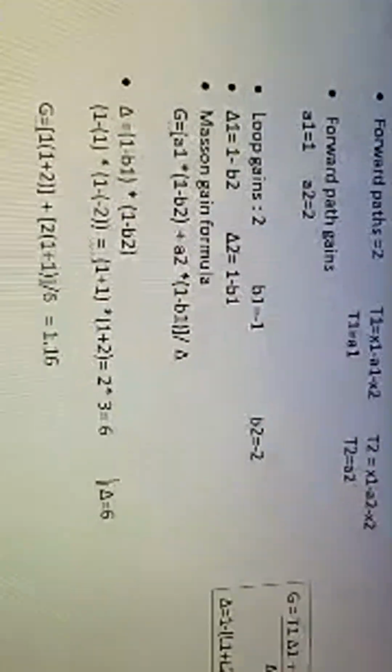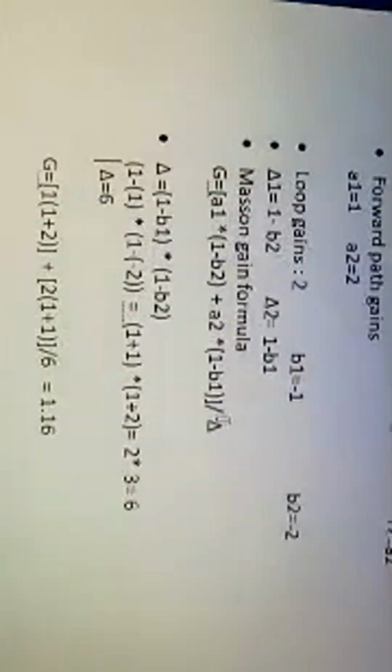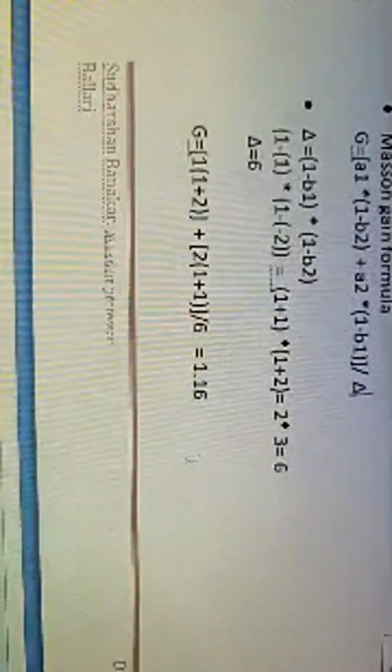Substituting delta is 6 in this, you will get G is 1.16, right? So after this you will get the output as 1.16. That we should cross-check with the help of this signal flow graph. The same code we have written here, save this and run.